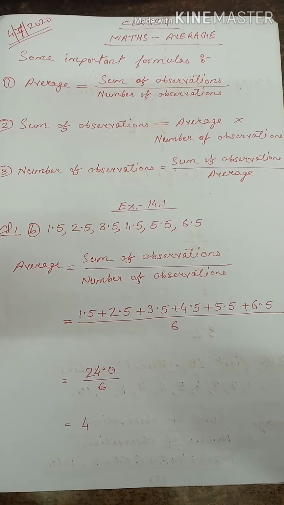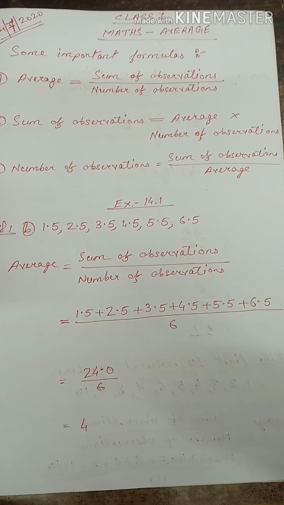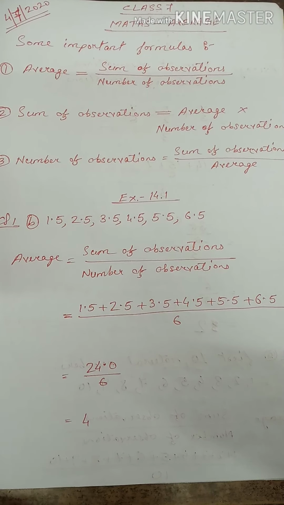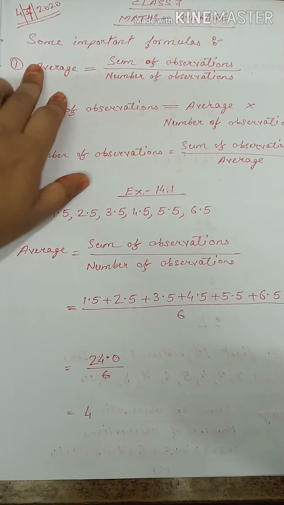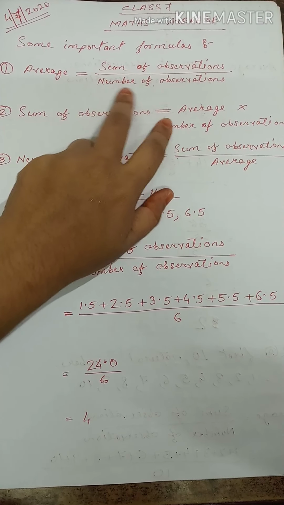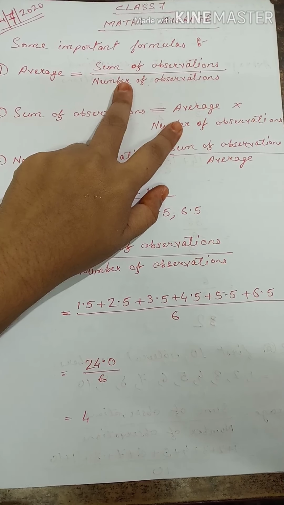So today we'll try to understand another chapter of maths, that is average. Before going on to the exercise, let us try to understand the formulas. Some of the important formulas of average are: first of all, average equals sum of observations by number of observations. This is the first and the main formula of average.